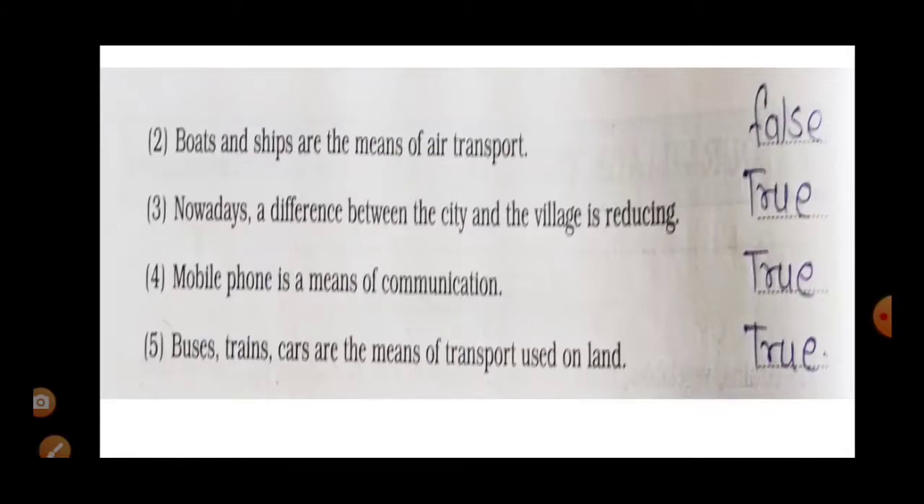Number 3. Nowadays, the difference between the city and the village is reducing. Answer is true. Number 4. Mobile phone is a means of communication. Answer true. Number 5. Buses, trains, cars are the means of transport used on land. Answer true. So these are the true and false. Next is the next question.